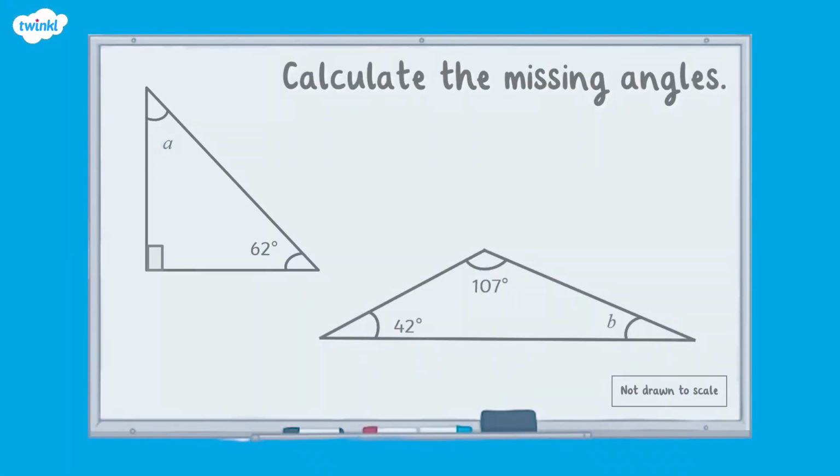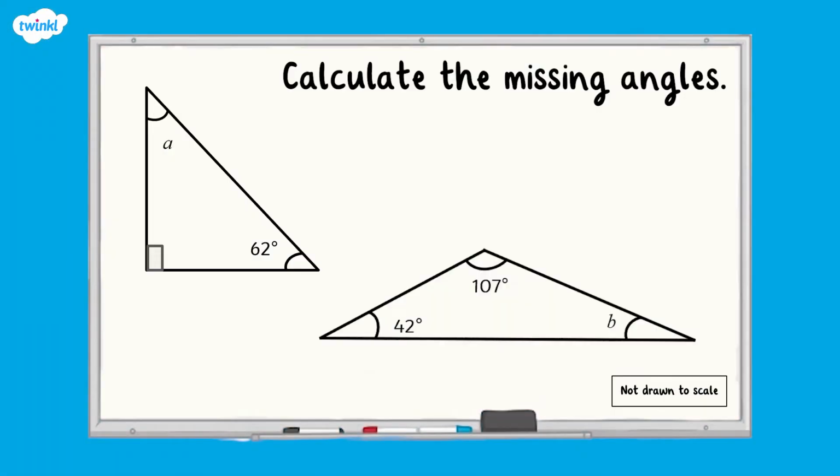Now it's your turn. Can you calculate the missing angles from the triangles? Remember to subtract the total known angle from 180 degrees. Pause the video now whilst you have a go. How did you get on?